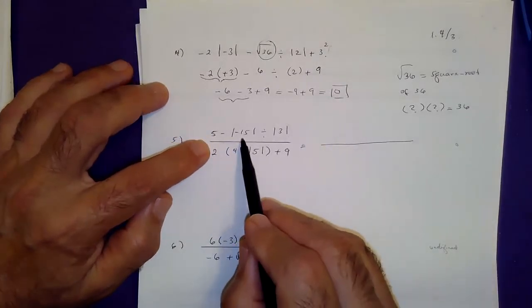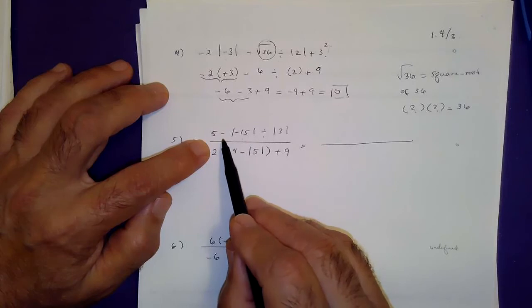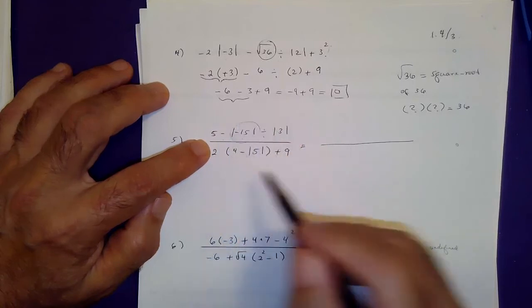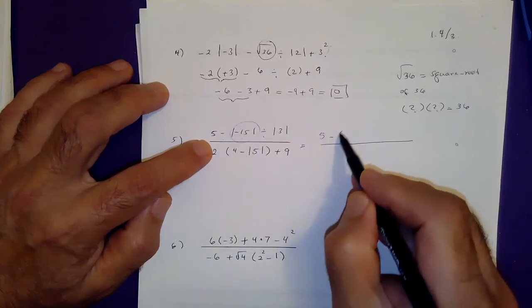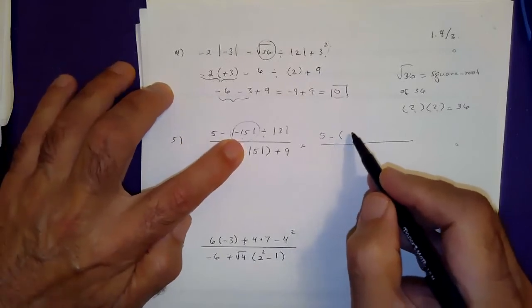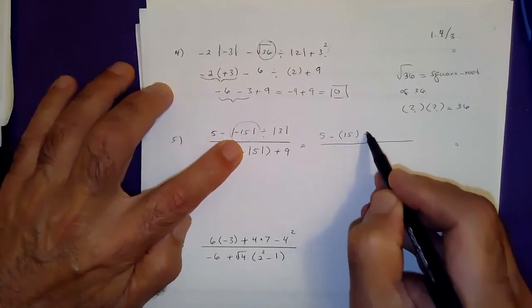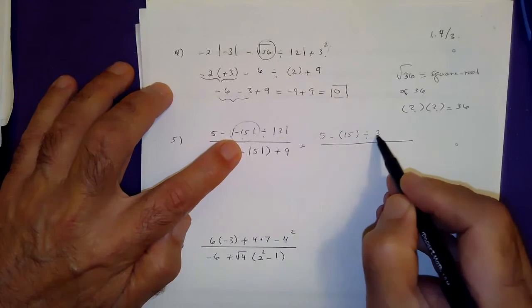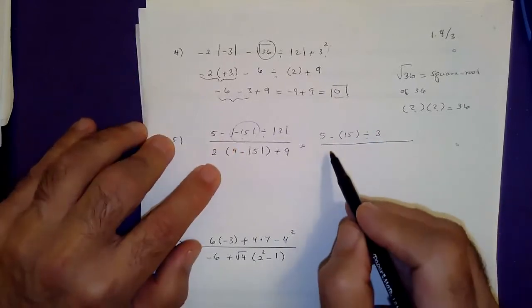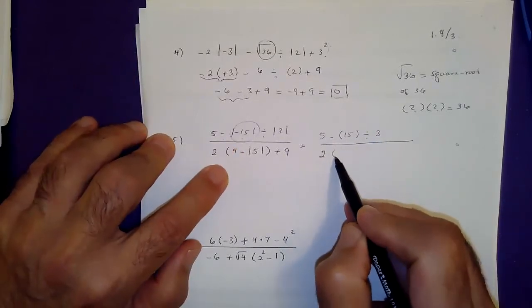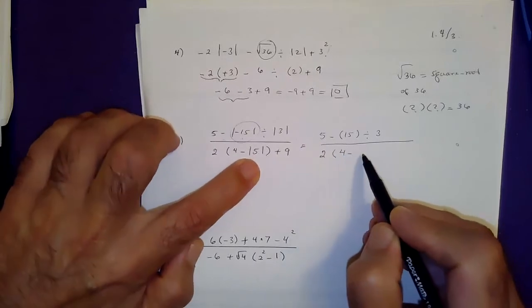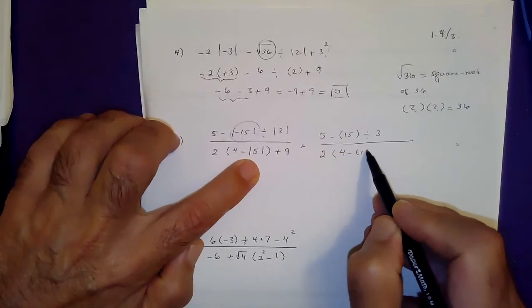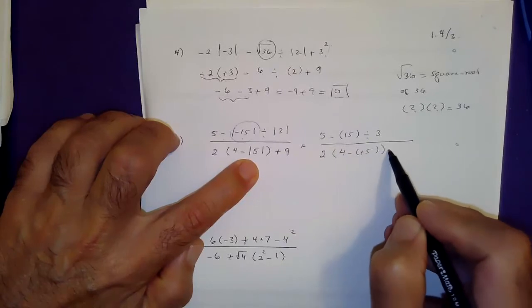I see absolute value, I see division, and I see subtraction, so I gotta do the absolute value first. So that would be 5 minus absolute value of negative 15 is positive 15. Absolute value of 3 is 3. Let's do the bottom a little. 2 times what? 4 minus absolute value of 5 is positive 5, and then 9.